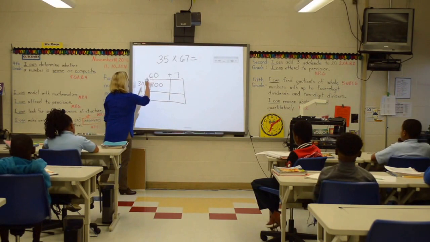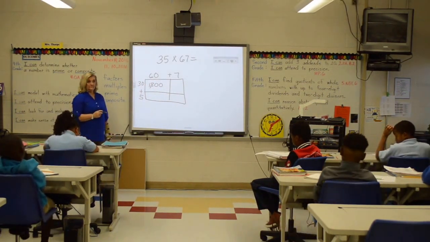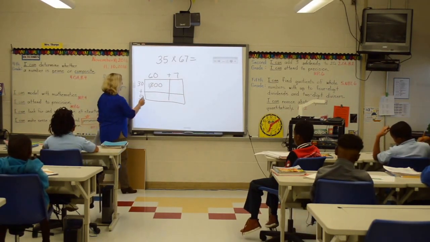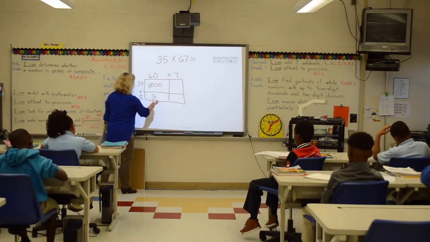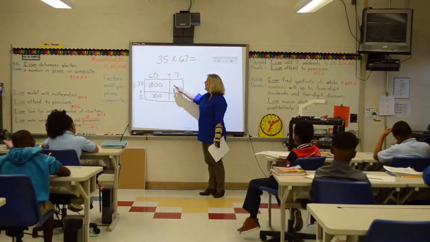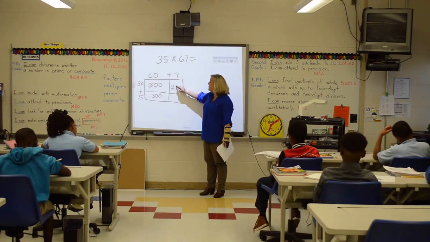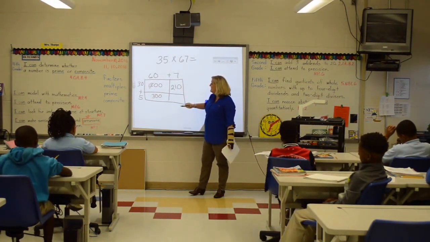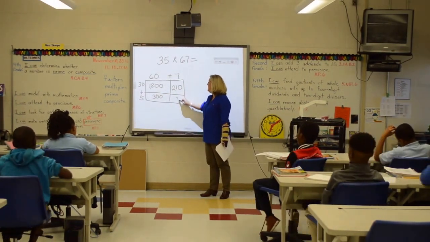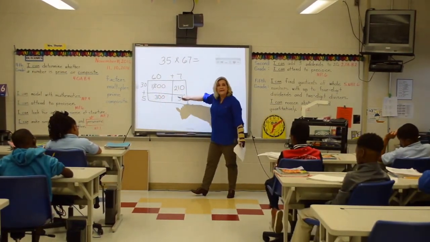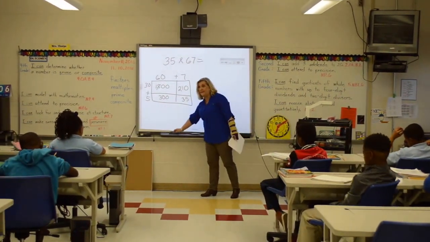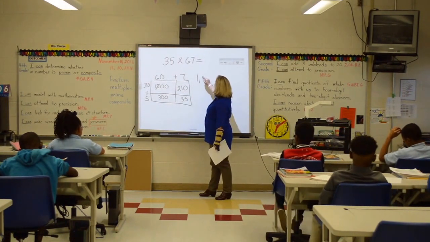What is 5 times 60? 5 times 6 is 30, plus a zero, so the answer is 300. What is 30 times 7? 3 times 7 is 21, with a zero, so 210. What is 5 times 7? 35. What do we call all of these numbers? Partial products. What do we do with them? Add them.